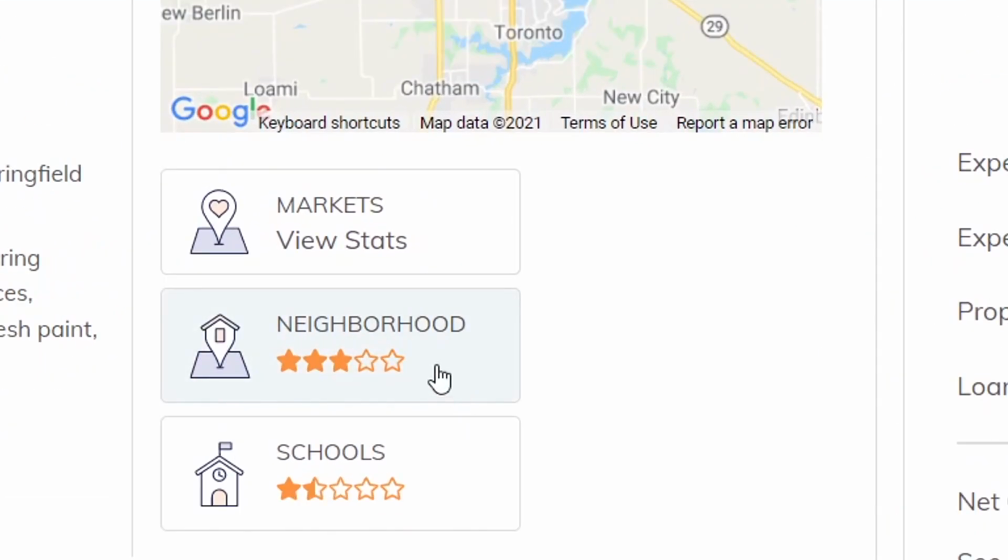Now let's look at the neighborhood. So the neighborhood is a 3-star neighborhood, which, as I mentioned to you, is something that I would like to see. 3 stars is good. It's certainly better than 2 stars, which would be my low end. So, okay. And then the schools don't seem to be that great. Seems like the schools are 1.5 stars, and we can actually expand that.